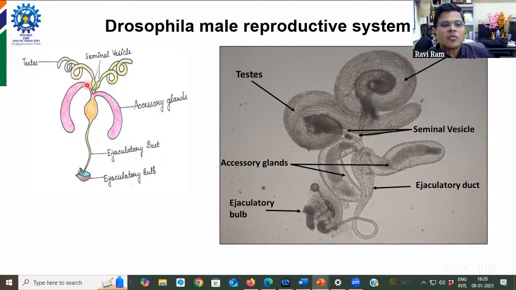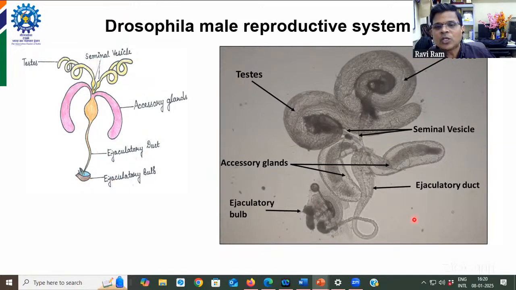So at the time of mating or coitus, the sperm are discharged from here into this ejaculatory duct, and at the same time, accessory glands also release their secretions into this one, where the semen is formed. Then through this duct, they pass into the ejaculatory bulb, and here the pressure is created so that the semen is discharged to the female, which is used for fertilization purposes and all that.